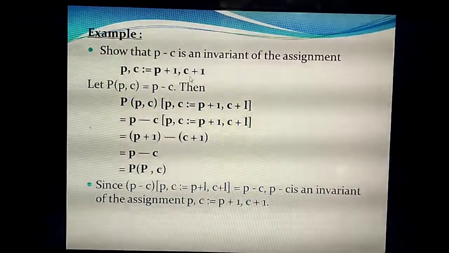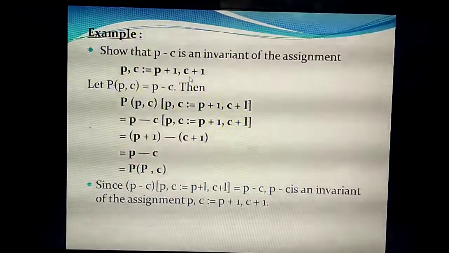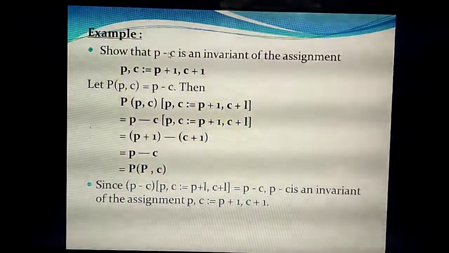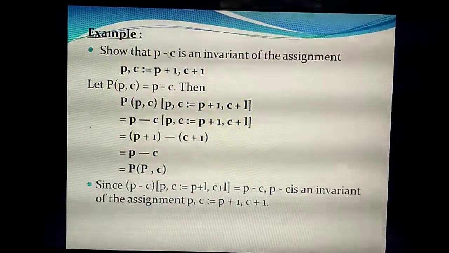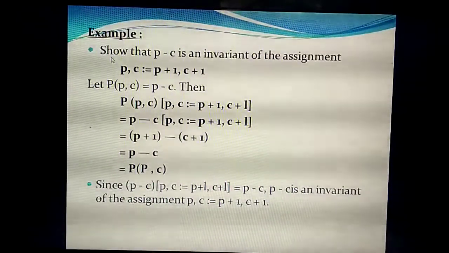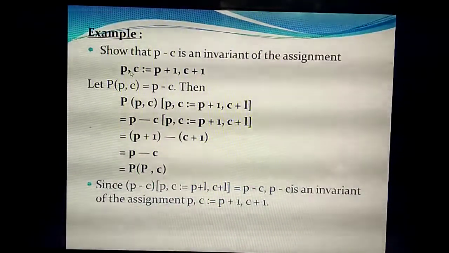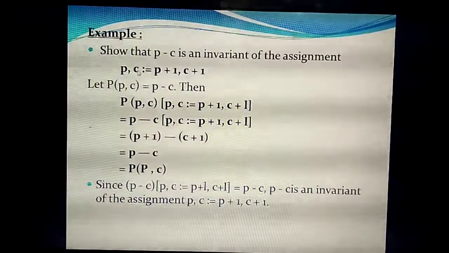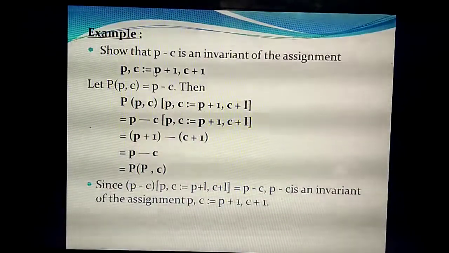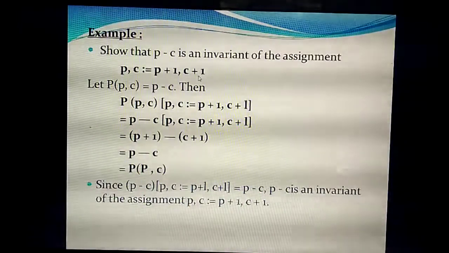Understand? So what's the expression? P of P comma C. What do you need to prove? P minus C is an invariant. That means at last you need to get the answer P minus C. Here the two variables are P and C. You are going to change the value of P to P plus 1 and C to C plus 1. So in the place of P you substitute P plus 1, and in the place of C you substitute C plus 1.